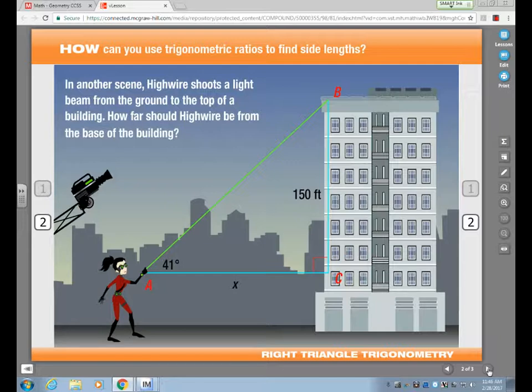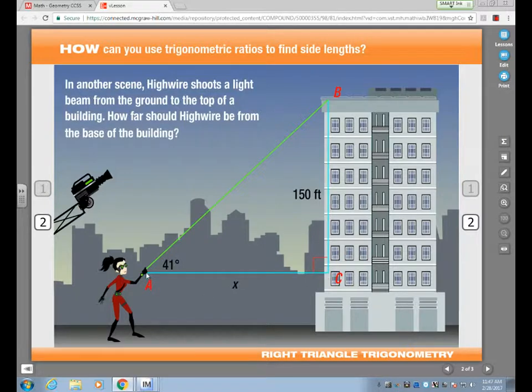So in this example, we see that Highwire is shooting a light beam to the top of the building, and the movie producer wants to know how far Highwire should be from the base of the building. In order to calculate this, we use trigonometry. We need to decide first what information we are given so we know which trigonometric ratio to use. We are starting with 41 degrees. From here we are given the side that is opposite, which is 150, and we are looking for the side that is adjacent.